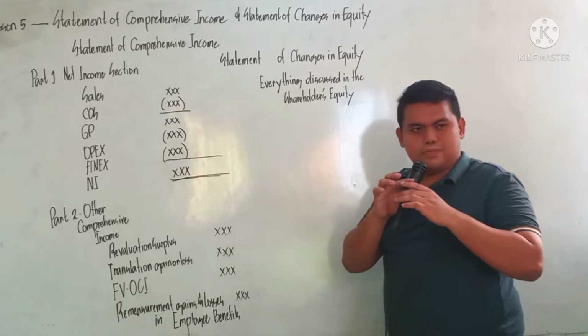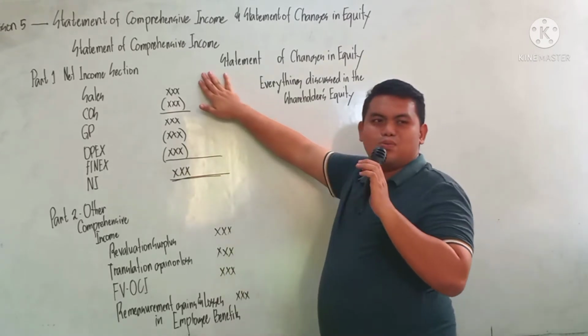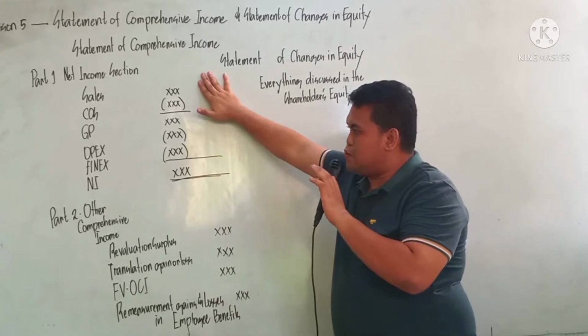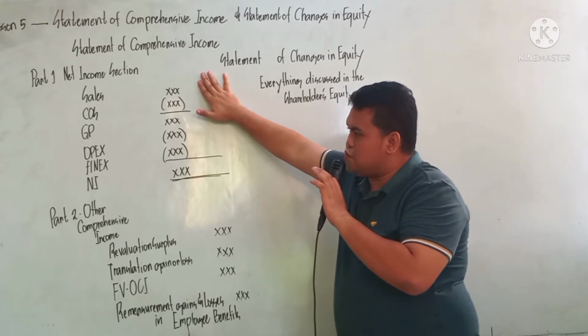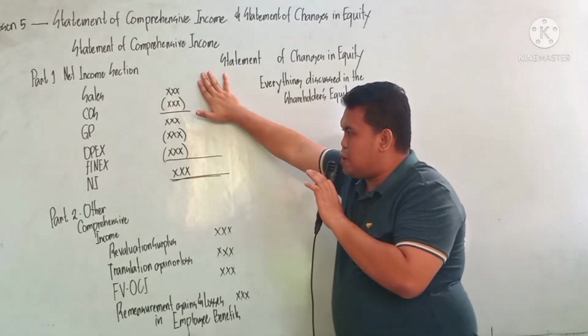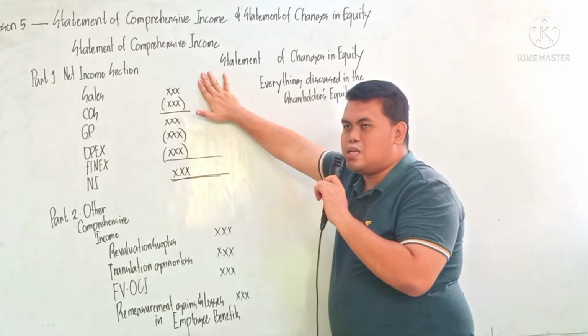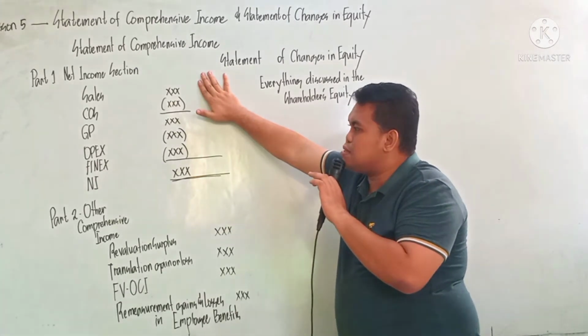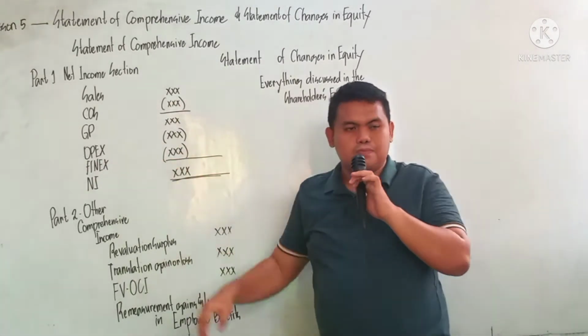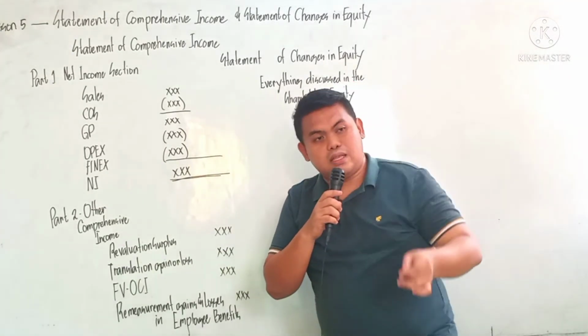So here, we just need to know kung unsa ang appeal, which is sales minus cost of sales, minus operating expenses, minus financial expenses like interest expense, service charges, and etc. You're gonna get the net income.